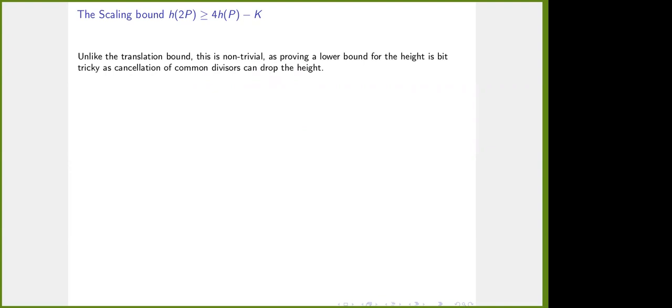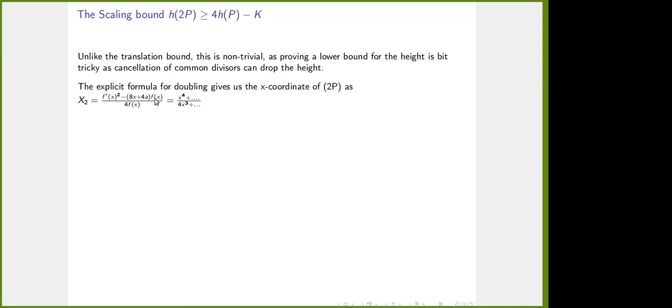Unlike the translation bound, this is non-trivial, because of the cancellation phenomenon I mentioned earlier. So the explicit formula: suppose the elliptic curve is y² = f(x), where f(x) is x³ plus something. We plug in the formula for 2P, that is P plus P, and take the x coordinate of 2P, call it x2. You get this expression: f'(x) minus something, times f(x), upon f(x).